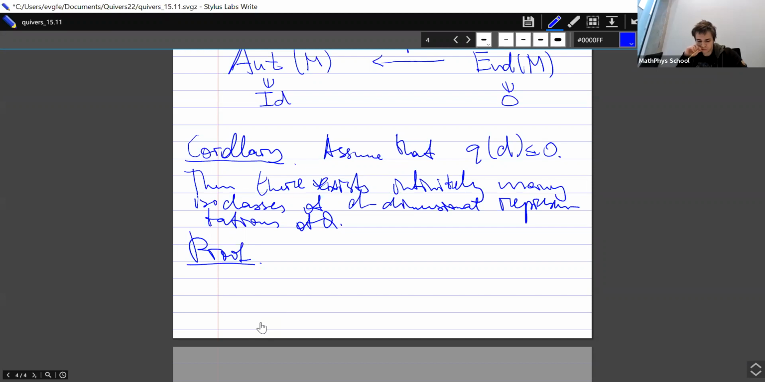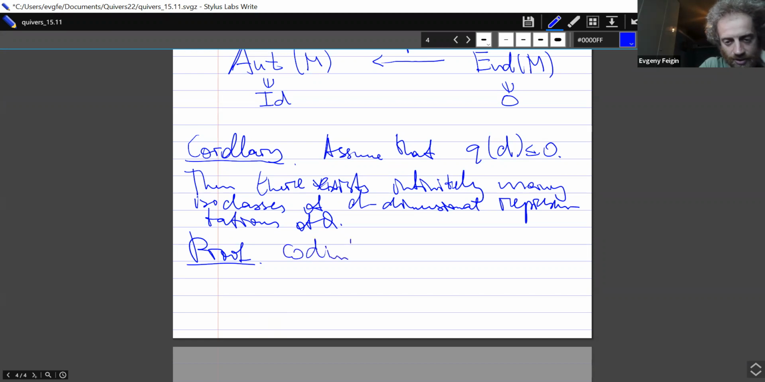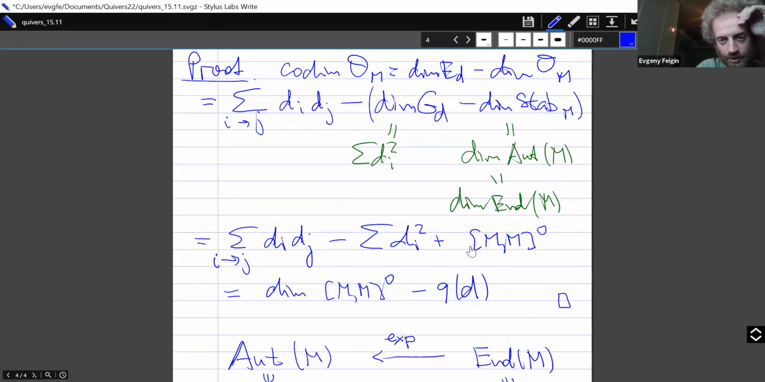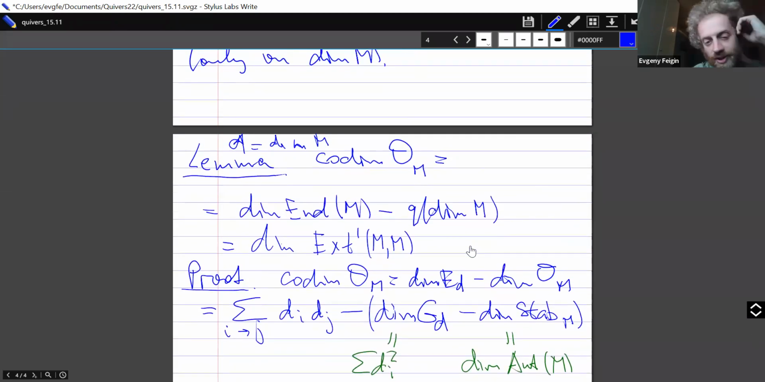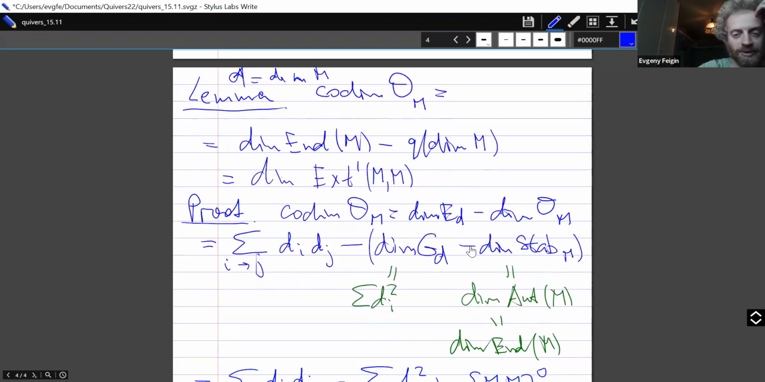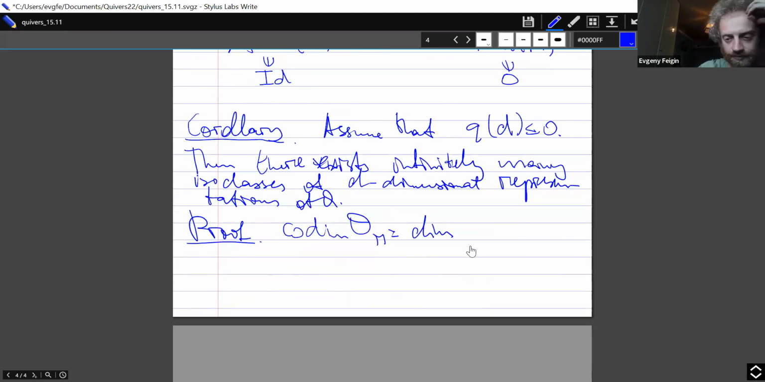Use our formula for codimension. So the codimension of M is Q of D minus the dimension of... So it's the formula, yes. We have the difference between endomorphisms and Q of D. Okay, maybe I write it here. Dimension of endomorphisms.